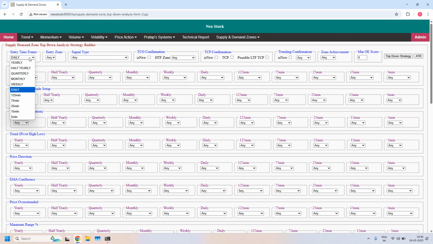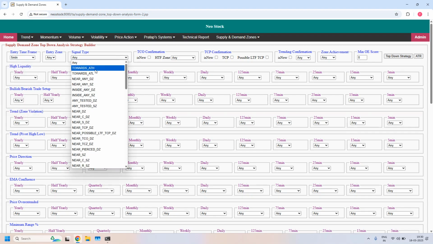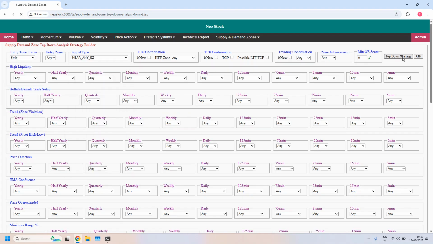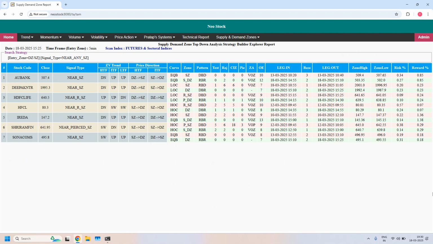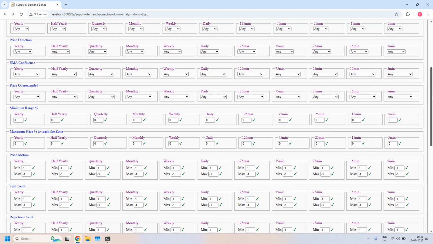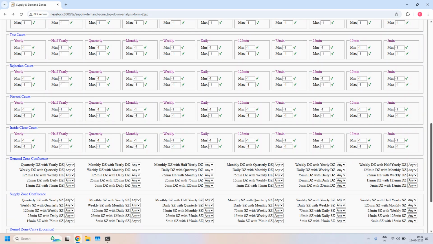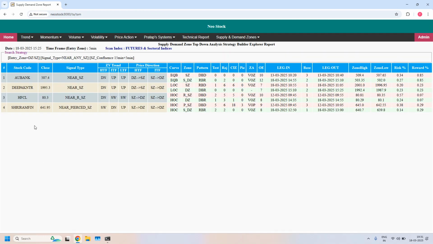Next, for 5 minutes time frame, stocks near 5 minutes supply zone, we got 7 stocks. Let us verify how many of these 7 5 minute supply zones are having 15 minute supply zone confluence. So I'm enabling the filter 5 minute supply zone with 15 minute supply zone confluence. So we got 4 stocks. You can ignore the 4th one, it is a pierced zone.